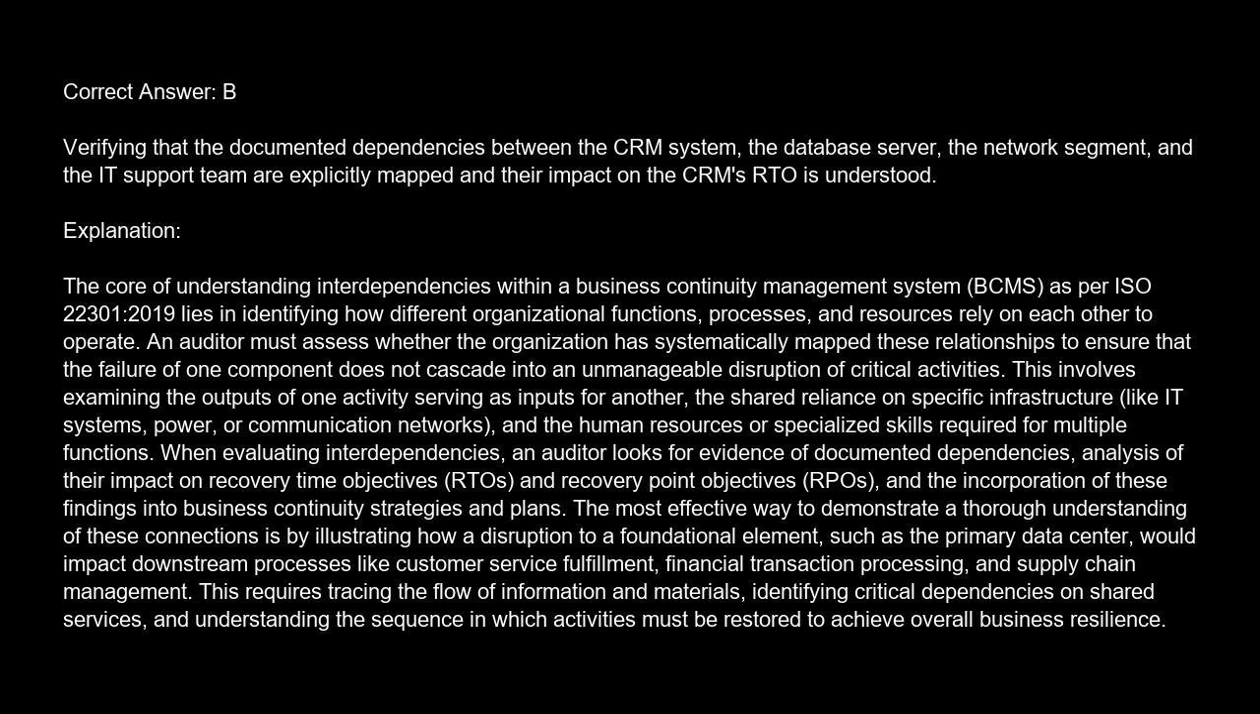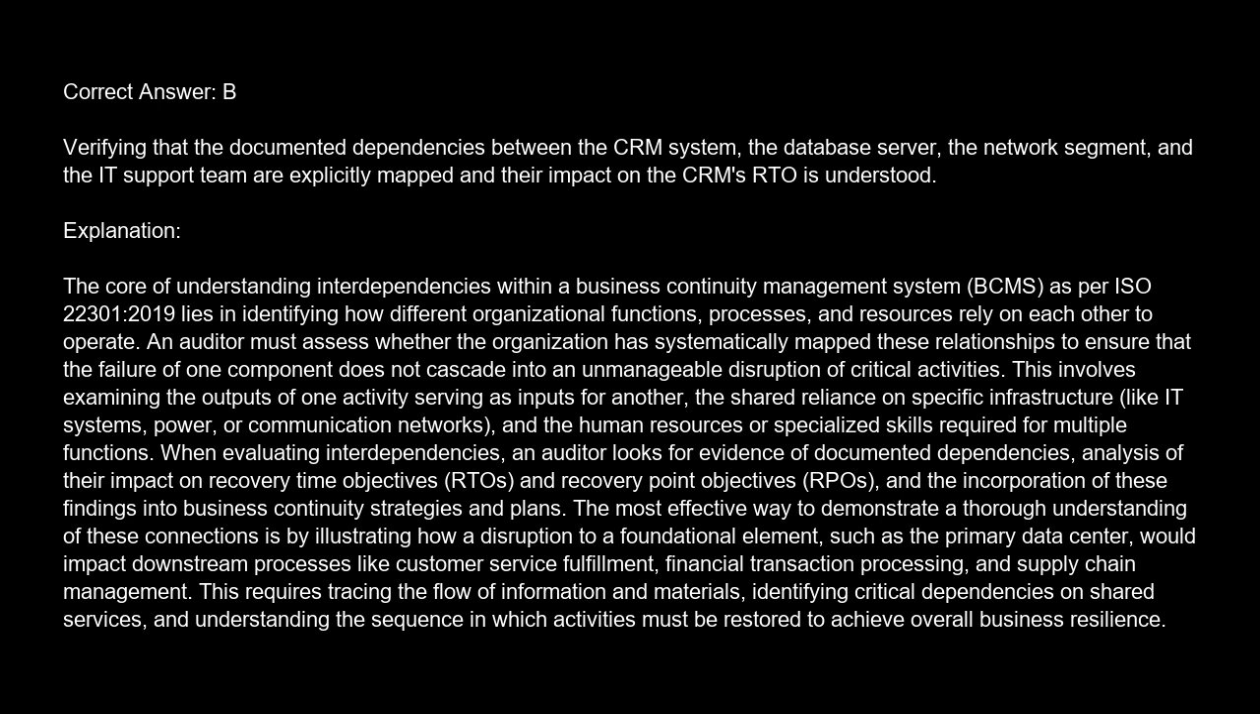as per ISO 22301/2019, lies in identifying how different organizational functions, processes, and resources rely on each other to operate. An auditor must assess whether the organization has systematically mapped these relationships to ensure that the failure of one component does not cascade into an unmanageable disruption of critical activities.